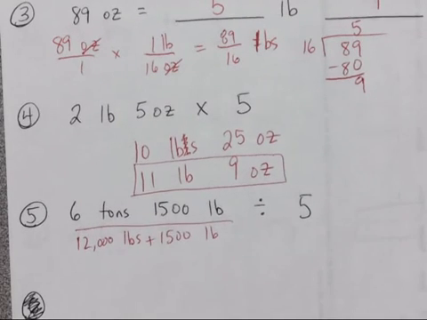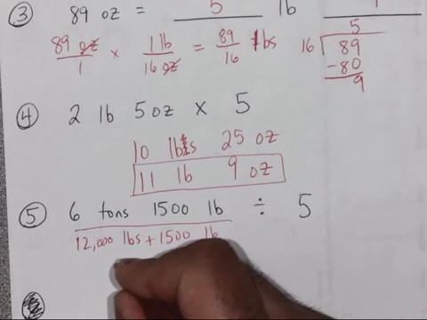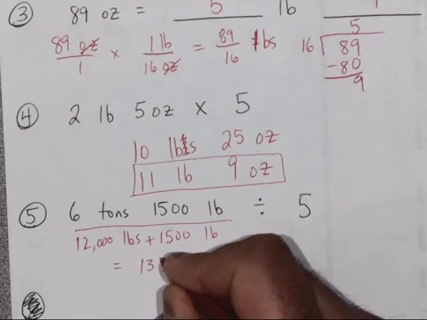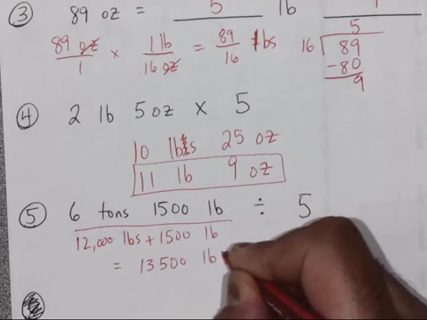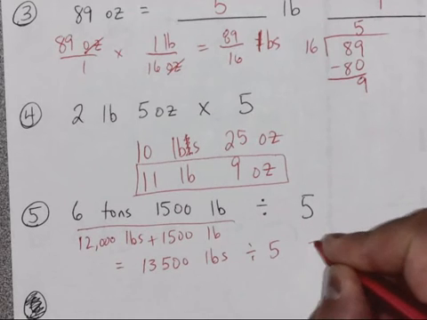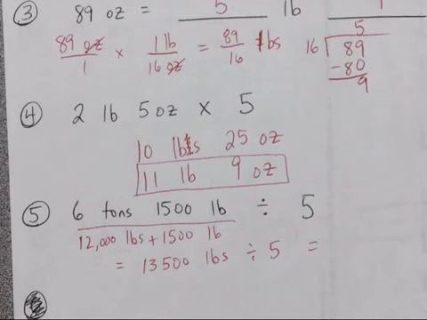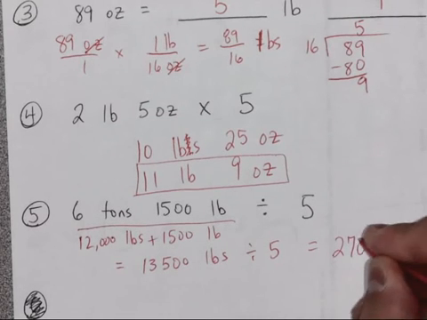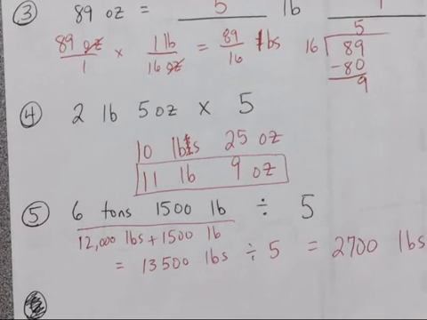So 6 tons, 1,500 pounds is equivalent to 13,500 pounds. Okay, so I converted tons to pounds and then added the 1,500 in. So then you could divide this by 5, and it's a little bit easier because then you just have one number. So we get 2,700 pounds.